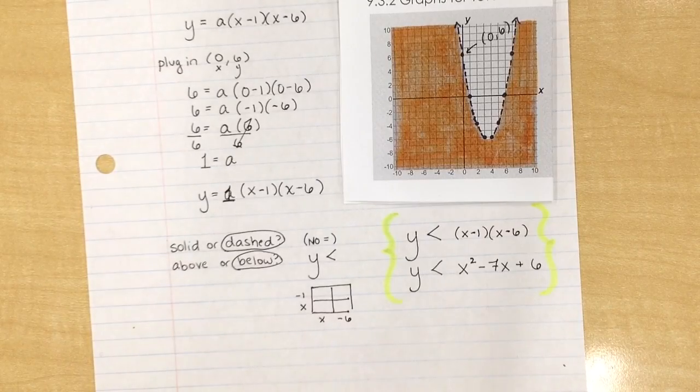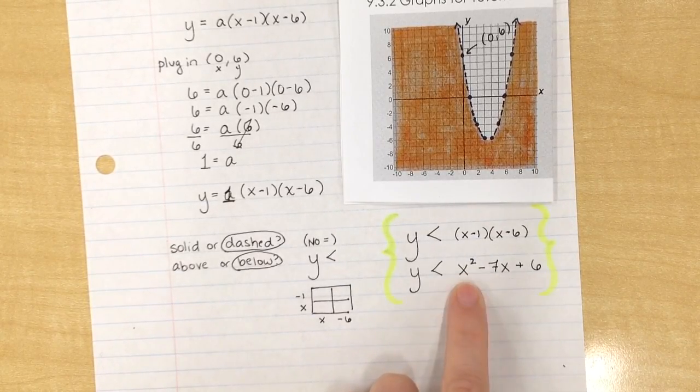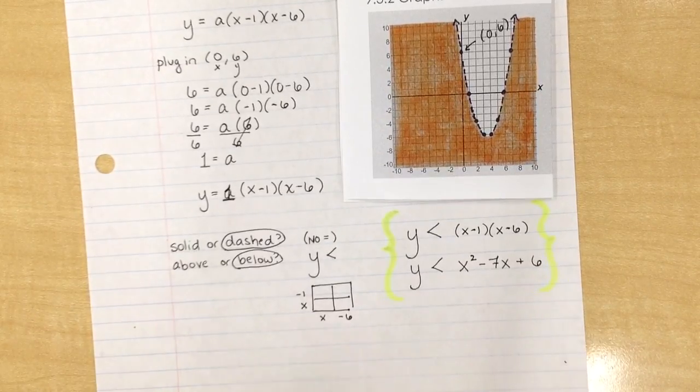Factored form, standard form. I could even go a step further and put it into vertex form by completing the square with this trinomial over here on the right-hand side. It'd be a little tricky with a negative 7, but I could do that. But we haven't been asked to do that in that problem, so we're just not.